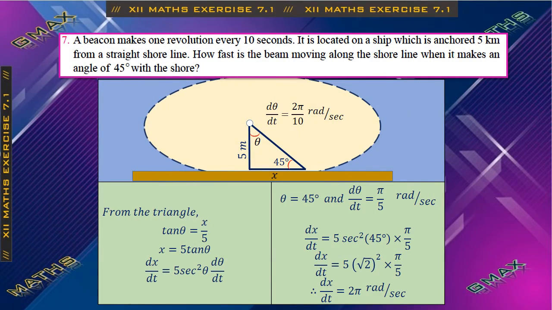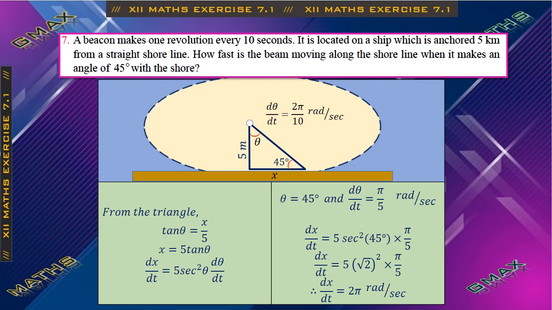Next. Here, a beacon makes one revolution in 10 seconds. A beacon is nothing but just like a lighthouse, but it is located on a ship which is anchored 5 km from the straight line of the shore. How fast is the beam moving along the shoreline when it makes an angle of 45 degrees with the shore? Here the yellow ring is the light covering area. That white circle is the beacon, just like a lighthouse. The shortest distance to the seashore is 5 km.